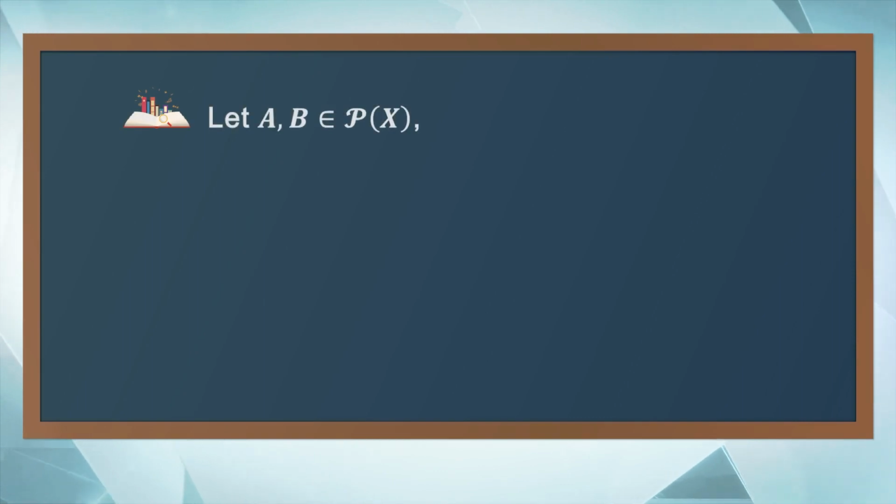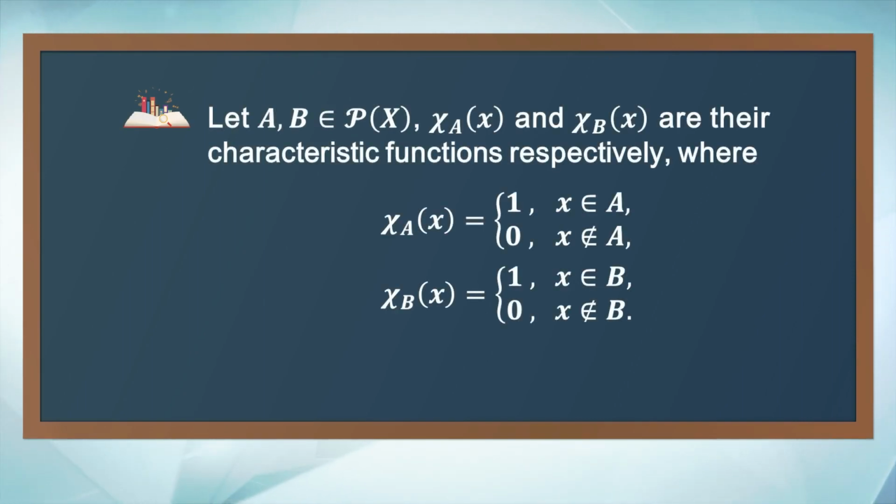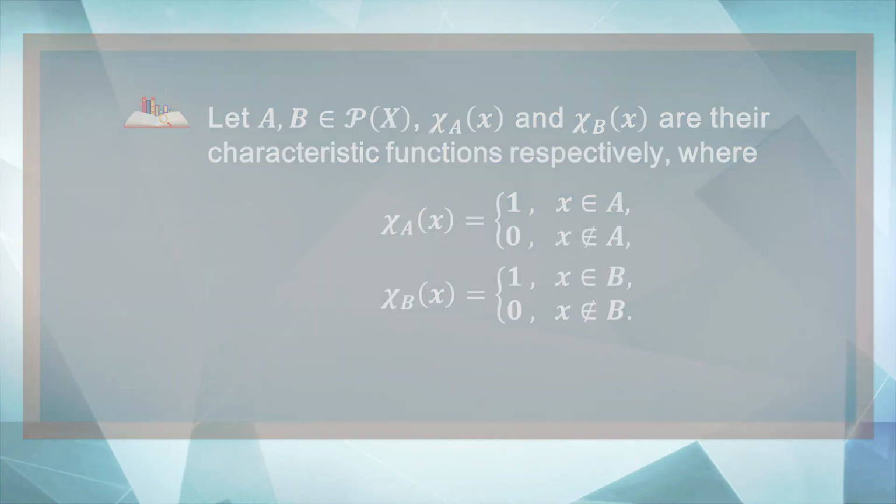and each fuzzy set is characterized by its membership function. If we can express these operations with their characteristic functions, and we extend the characteristic functions to the membership functions, then we can define the corresponding operations on fuzzy sets. Let A and B be two sets. Chi sub A and chi sub B are their characteristic functions, respectively.